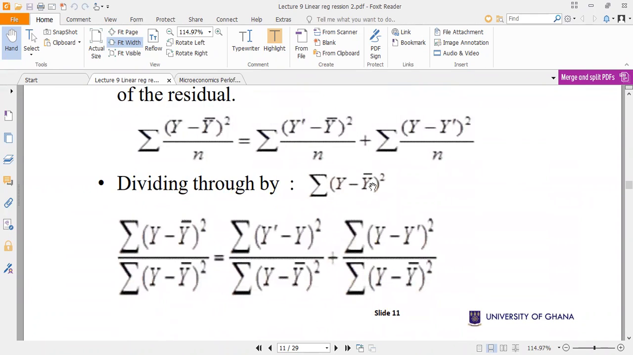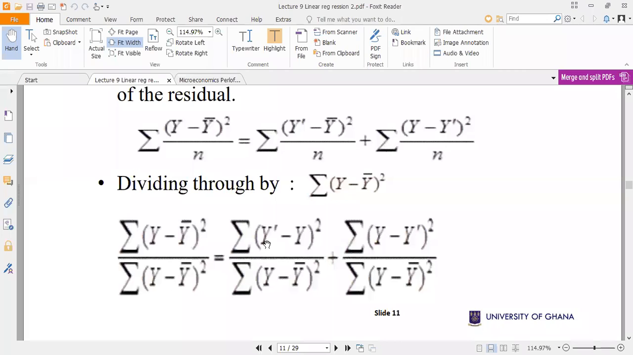When we divide through by sigma y minus mean squared, this part here is going to be 1. So the sum of the ratios of the RSS and the ESS to the TSS is supposed to give us 1. This expression here is called the TSS. This is the RSS, so we have RSS over TSS. Then this is ESS, so we have ESS over TSS. So the summation of the ratio of RSS to TSS and ESS to TSS will give us 1, since TSS over TSS will be 1. We will use this when we are finding the coefficient of determination. So let's keep this in mind.